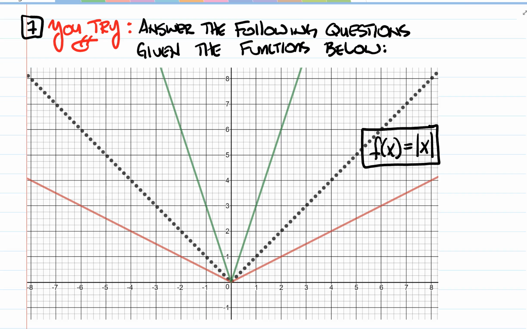Okay, I have 3 graphs for you. I have the black graph here in dotted line, which is your parent function, absolute value of x. I have a red absolute value function, and I have a green absolute value function. Please answer the following questions.